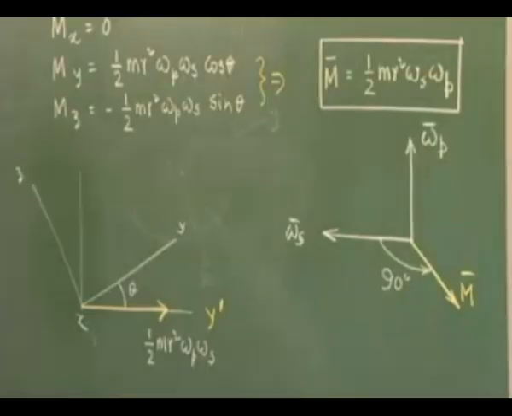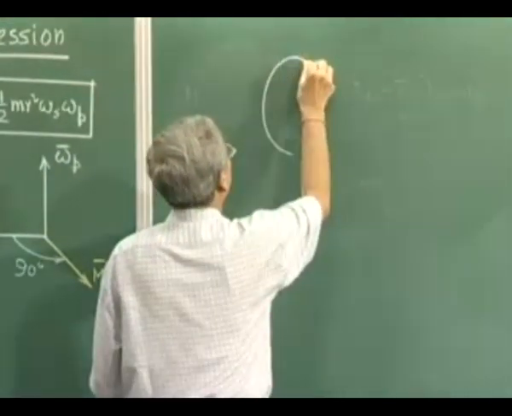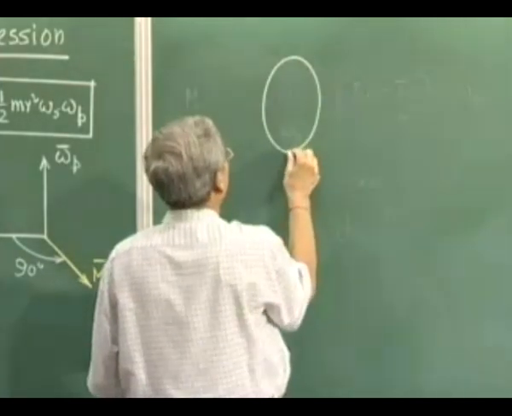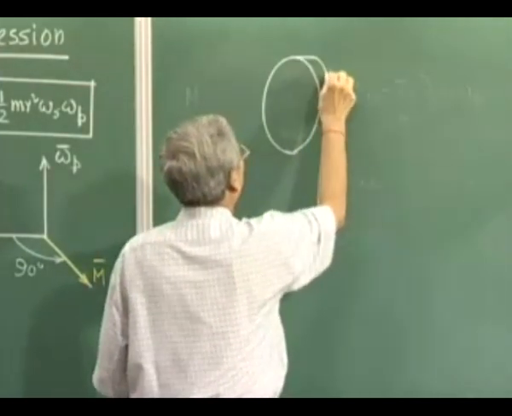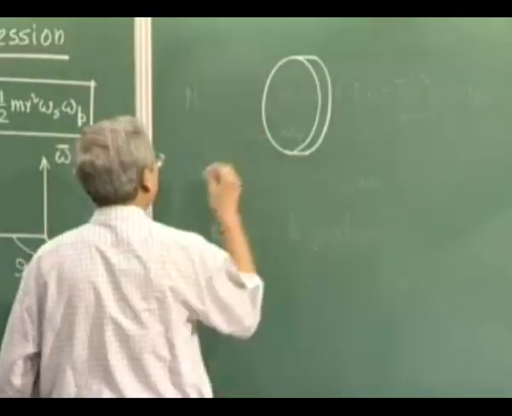We can get a clearer picture of this in a simplistic approach, and we can explain this in this manner. So this is the flywheel or disc, whatever we may say, which is spinning in this direction.